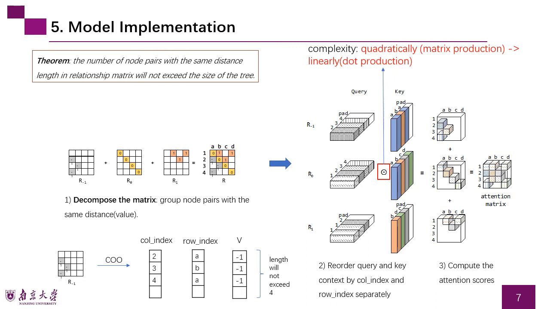Then, in the second step, the query and the key context are reordered by column index and row index separately. In this case, the query and the key context are copied 3 times and then resorted. And by doing this, we just need to do a dot product on the query and the key context to get the attention scores. So the complexity is linear with the AST size. Finally, we add these 3 results together and get the final attention matrix.